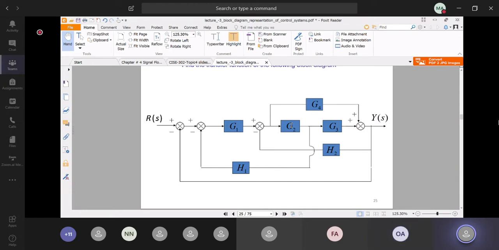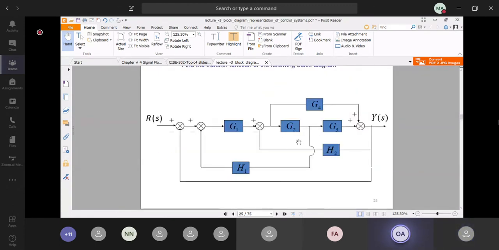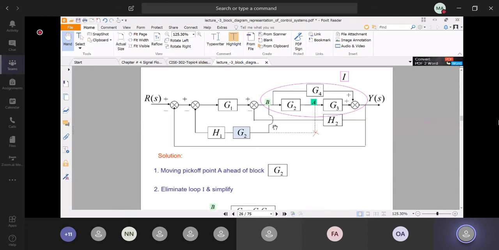Okay, so let's move this one. G3 and H1 will be multiplied by G2. Yes, you're right, G3 and H1 will be multiplied by this one. So I move G2 forward, and that allows me to move the pickup backward. Here I move this pickup point from location A to location B.